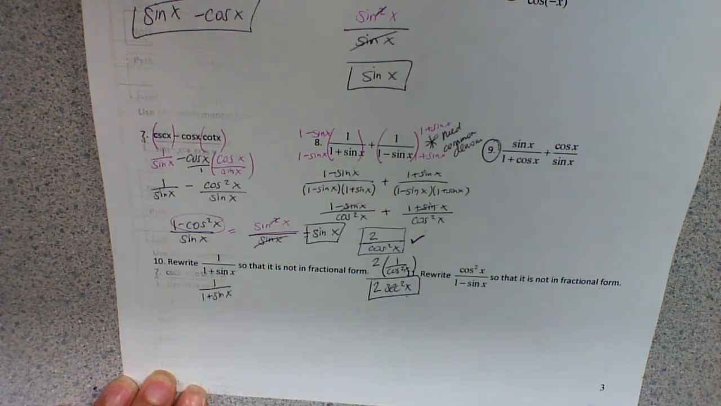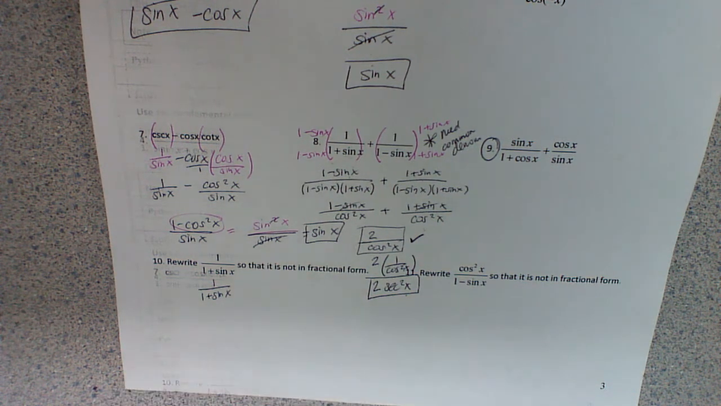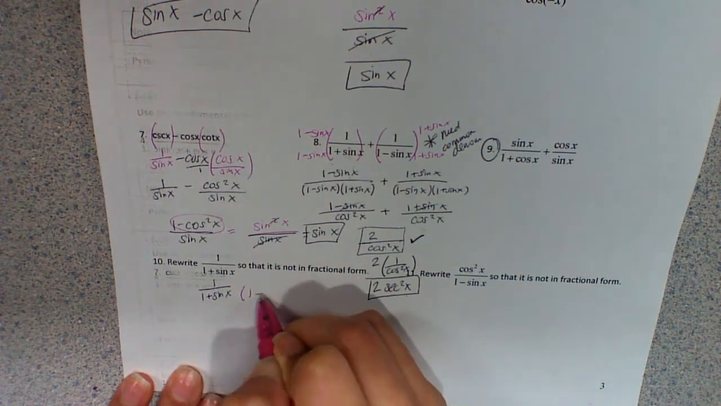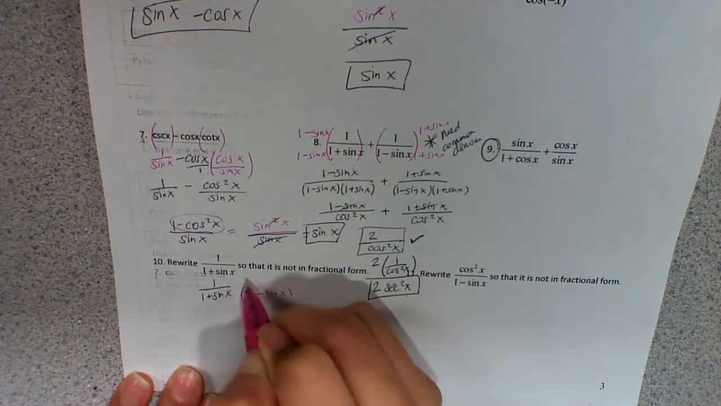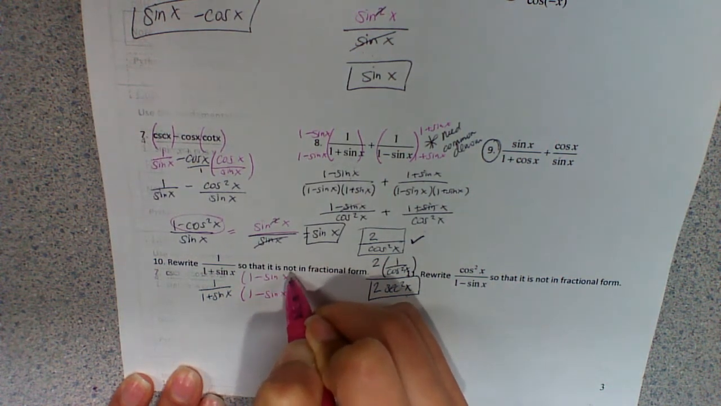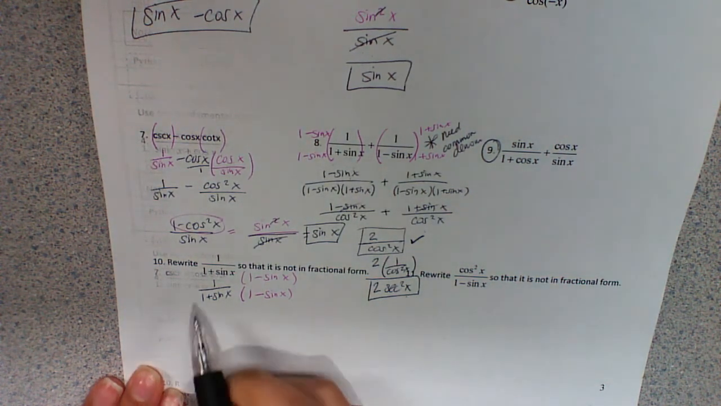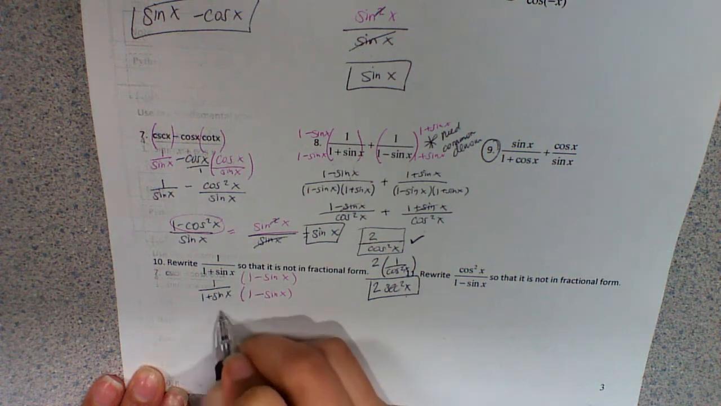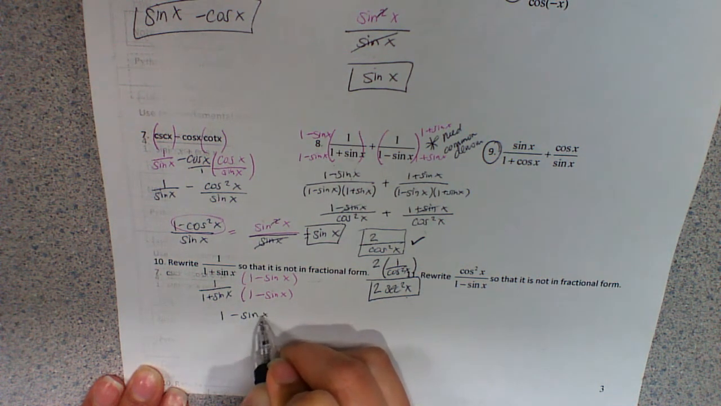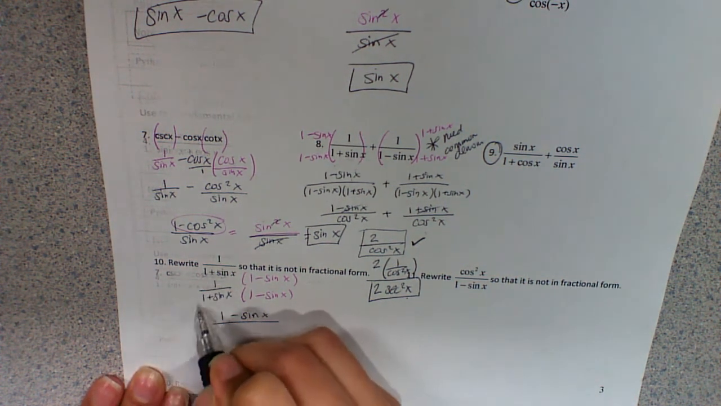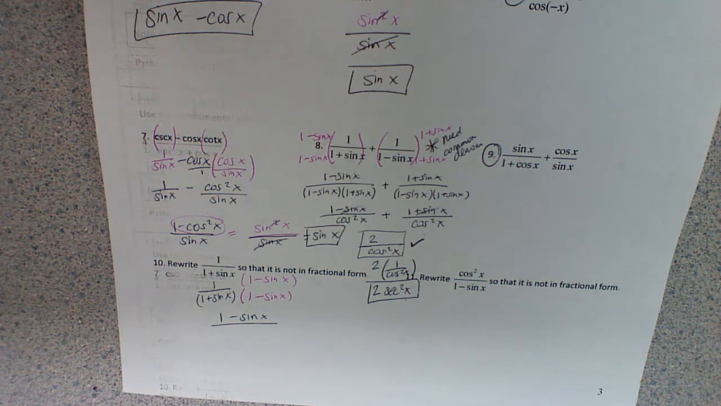So I'm just rewriting right now. The conjugate of the bottom would be the same thing that's there, except I'm going to change the sign in the middle. So its conjugate would be 1 minus sine of x. And I'm going to multiply top and bottom by that. And so if I do that, at the top I get 1 minus sine of x. At the bottom, though, I get to FOIL.